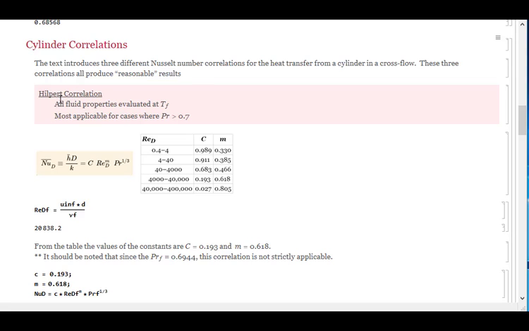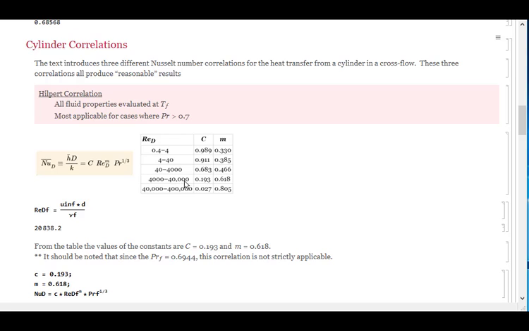So in this correlation, all fluid properties are evaluated at the film temperature, and it's applicable for cases where the Prandtl number is greater than 0.7. So the form of the correlation is very much like the form that we've seen for the flat plate. We have a constant out front and the Reynolds number raised to some value and the Prandtl number to 1/3. So we'll evaluate the Reynolds number at the film temperature, and we get a Reynolds number of 20.8 times 10 to the 4th.